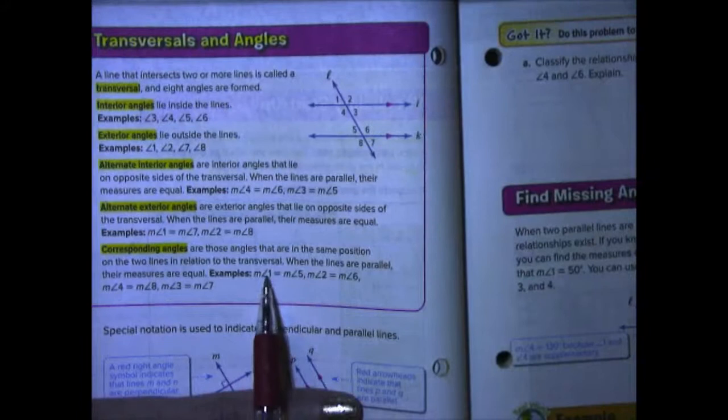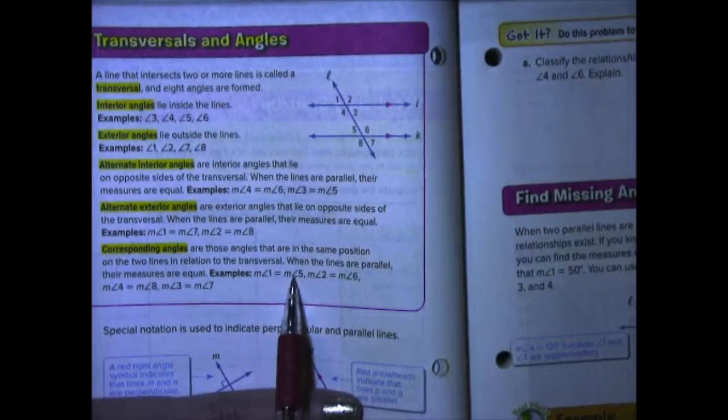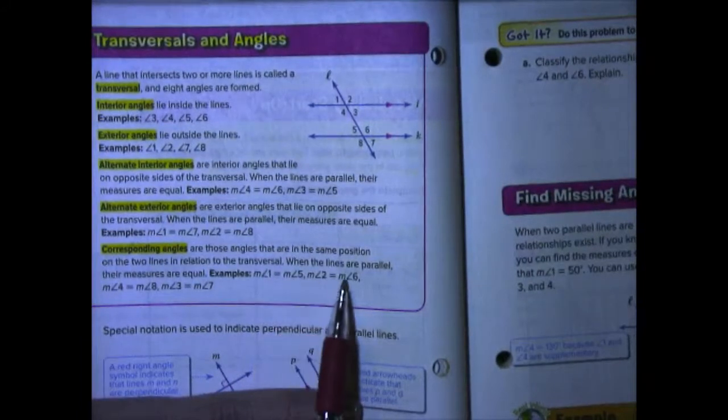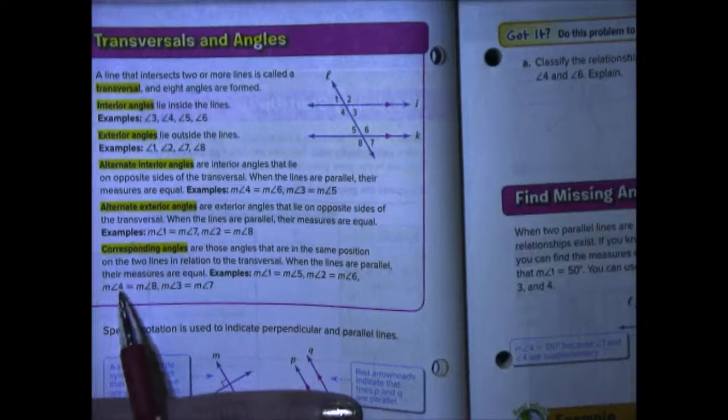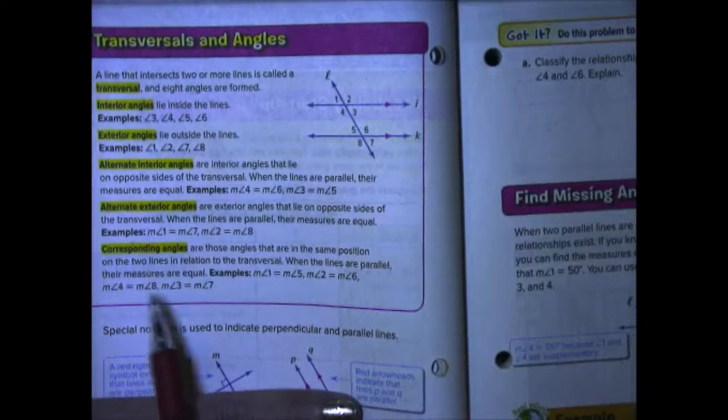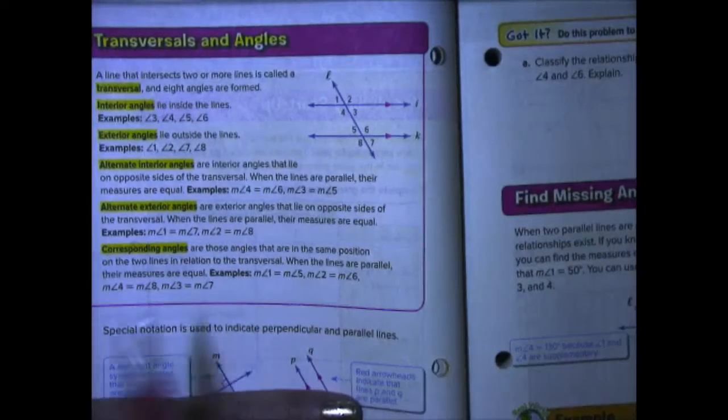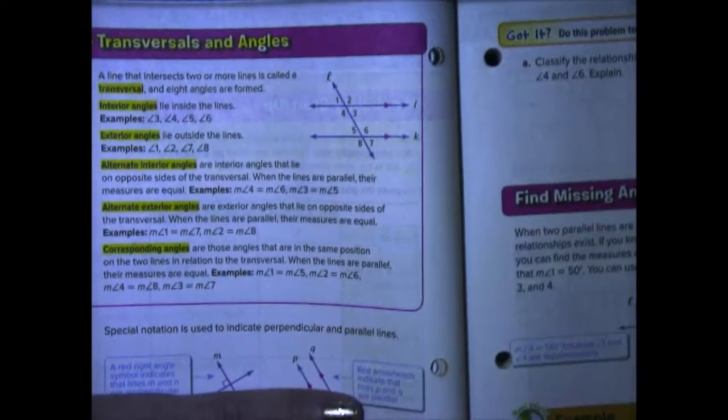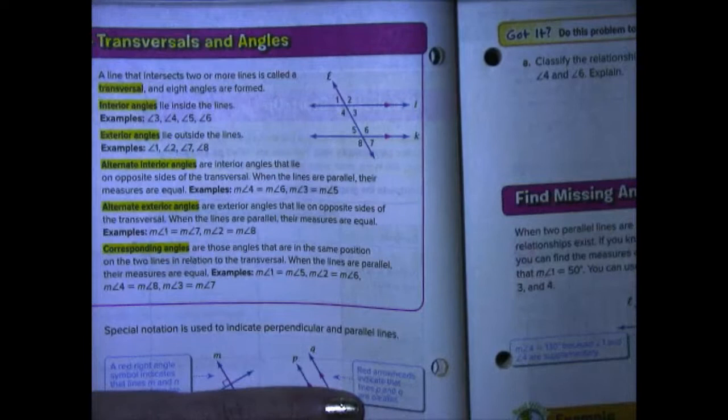So here we've written measure of angle 1 equals the measure of angle 5. The measure of angle 2 equals the measure of angle 6. The measure of angle 4 equals the measure of angle 8. And the measure of angle 3 equals the measure of angle 7. Now remember, we've also already talked about vertical angles and supplementary angles, and those definitions are going to come in handy as well. So if you don't remember them, you may want to look back at your packet for that, which you have in your notes.